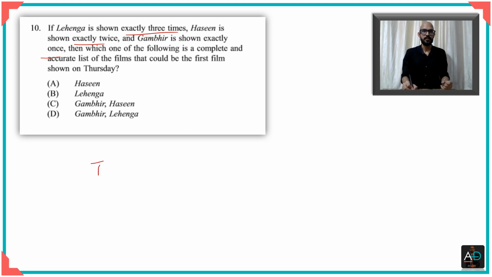So you have Thursday, you have Friday, and you have Saturday, okay? And these are your slots here. And I will fill in what we know, which is Haseen. You have either Gambhir or Lehenga. Here you have either Gambhir or Haseen. So here you're told that Lehenga is shown 3 times.